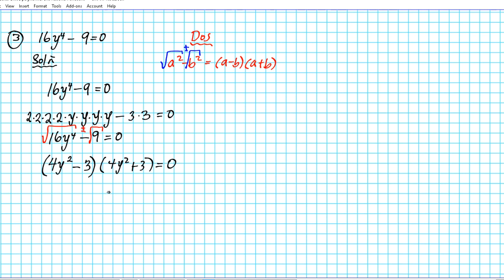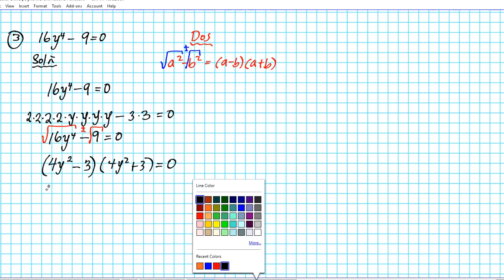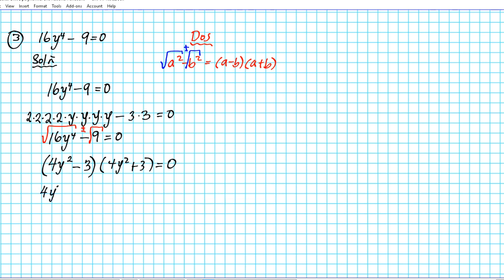Okay, now that we have it factored, the question is, can we factor any further? And the answer is no, because even though this is a square, 3 is not a square, so we can't factor this, okay? So what we're going to do now is use the zero product property and set both factors to 0. So 4y squared minus 3 equals 0, and 4y squared plus 3 equals 0.